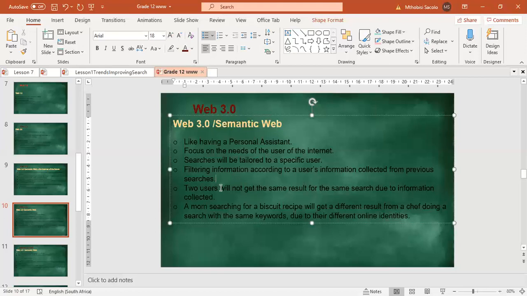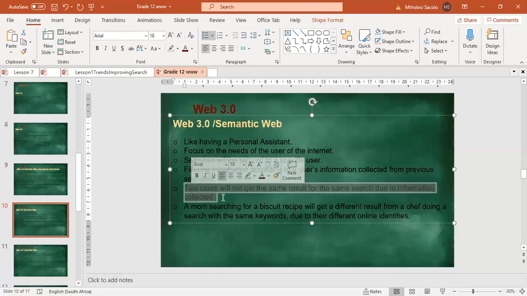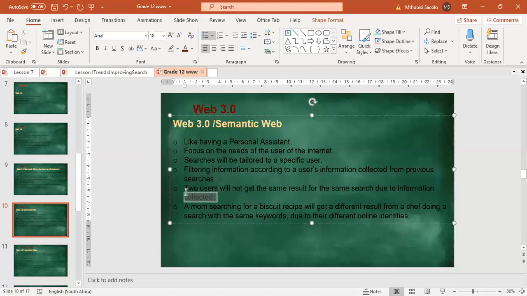Yes, so this is what I was explaining. Your previous searches are going to be used to give you new information. So it will always relate to your previous searches and your previous browsing history. A mom searching for a biscuit recipe will get a different result from a chef doing searches with the same keywords due to their different online identities.